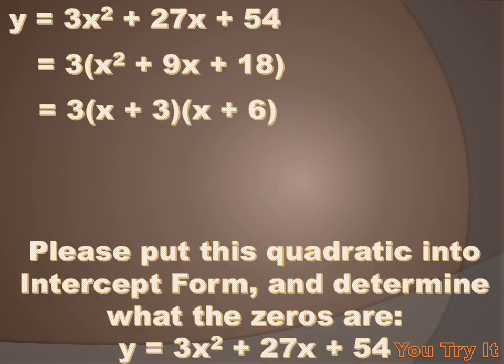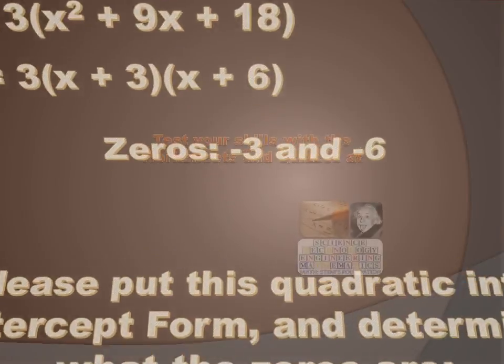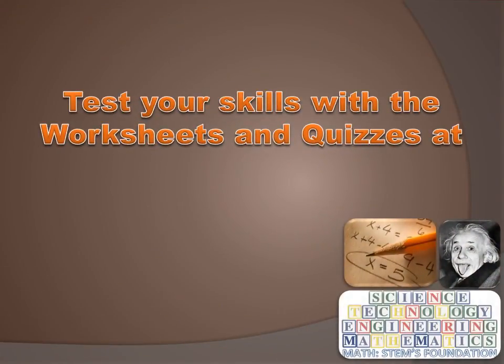Well, now can I figure out what my roots are, what my zeros are, what my p and q values are? Sure. My zeros are minus 3 and minus 6. Well, that's our lesson on solving quadratic equations by graphing.